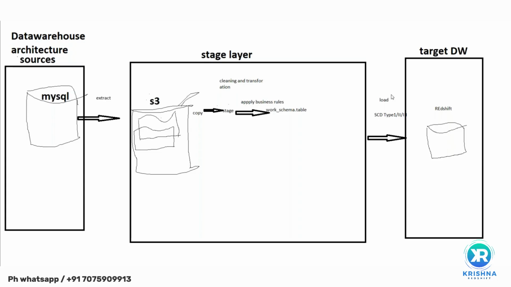So a lot of cost will be saved for the customer. For that purpose, this was introduced. Once the data is loaded into S3, we can directly read from S3. That is called Redshift Spectrum.